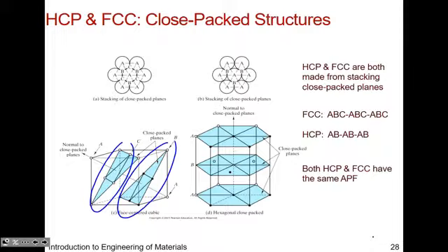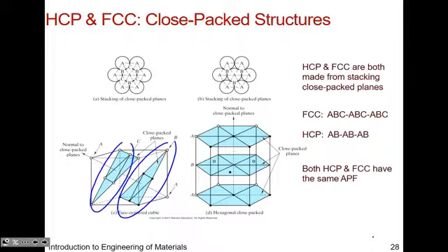For HCP, the sequence is just A, B, A, B. So if you compare the 2 lattice, the close packed planes, they're quite similar. It's just the sequence is off. So you could go A, B, and then you could choose C, or you could go back to A. And that is the difference between the way atoms are stacked in the close-packed planes, okay?